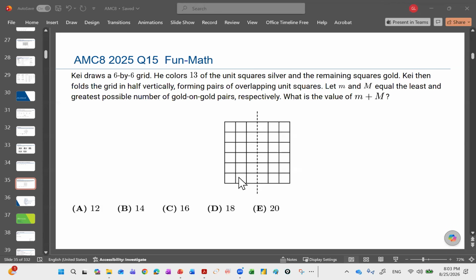Okay, I will let one of you guys put the answer here. Waveform, can you help me read this question? Kai draws a 6x6 grid. He colors 13 of the unit squares silver and the remaining squares gold. Kai then folds the grid in half vertically, forming pairs of overlapping unit squares. Let m and M equal the least and greatest possible number of gold-on-gold pairs, respectively. What is the value of m plus M? Oh, that question is pretty long.